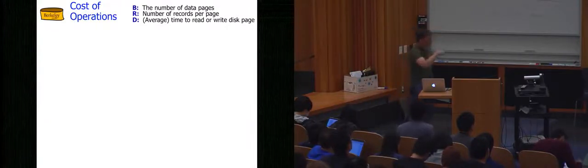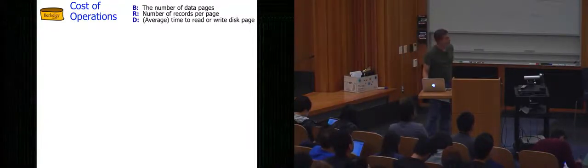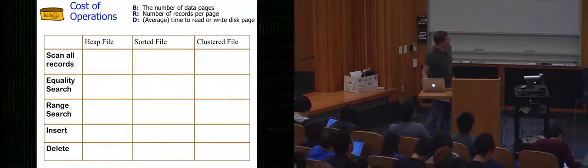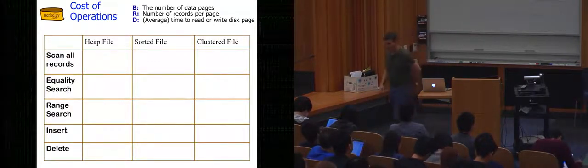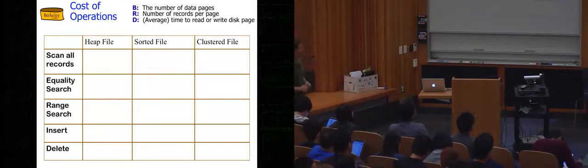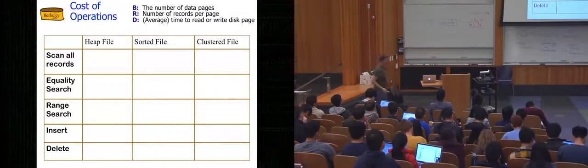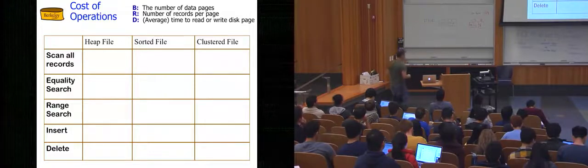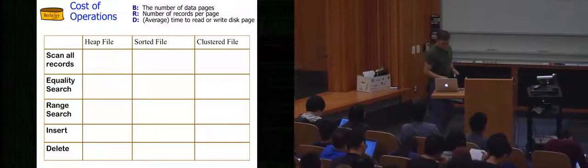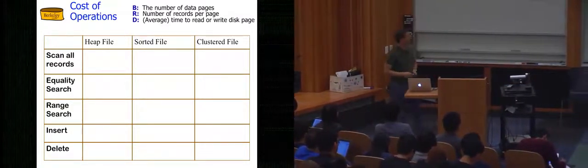Okay, so I wrote the cost of operations, redefining the variables at the top so you don't have to keep them in your head. We're going to have this grid that we're going to fill in for the next little while, of what the costs of the actions on the y-axis are against these different file organizations on the x-axis. All right, and why don't we start pretty simply with the heap file.